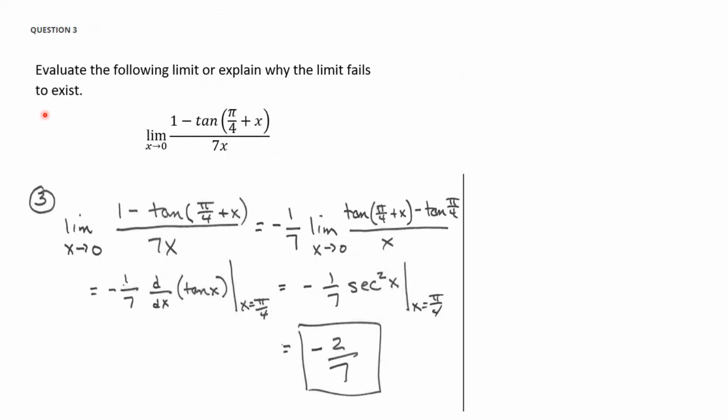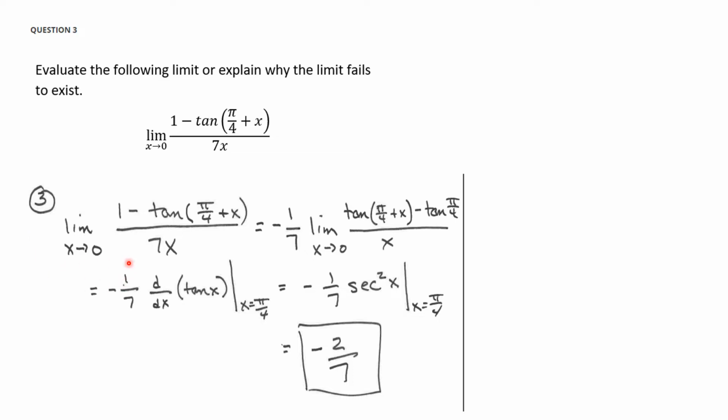Number 3, I ask you to evaluate the following limit or explain why the limit fails to exist. This is the limit as x goes to 0 of 1 minus tangent of pi over 4 plus x over 7x. There were many ways you could have done this problem using trig identities. Some of you used L'Hopital's rule, even though we hadn't talked about it yet. But I certainly permitted you to do that. But this is the way I was expecting students to do it.